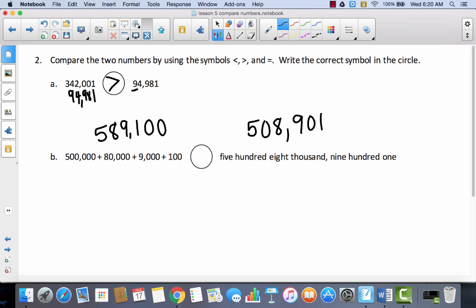So that would be 508,901. First of all, I notice that both of these have 5 in the 100,000s, so they are the same in the 100,000s. So they are equal. But when I look at the 10,000s, this has 8 10,000s and this has 0 10,000s. Therefore, 589,100 is greater than 508,901.